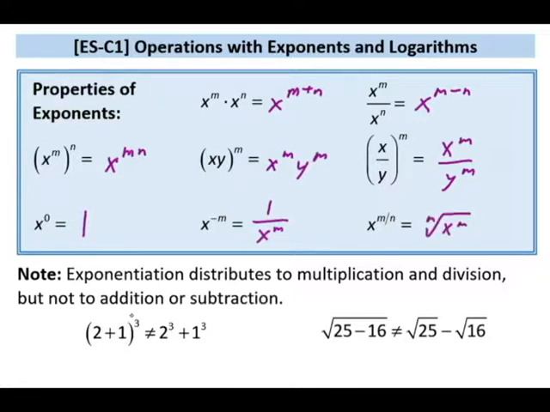One rule that we don't have is distribution over addition. It doesn't work. If we evaluate, 2 plus 1 is 3, 3 cubed is 27. That is not equal to 8 plus 1. Similarly, radicals, which are exponents in disguise, remember that they are the 1/2 power. The square root of 25 minus 16 is the square root of 9. That is not equal to 5 minus 4.